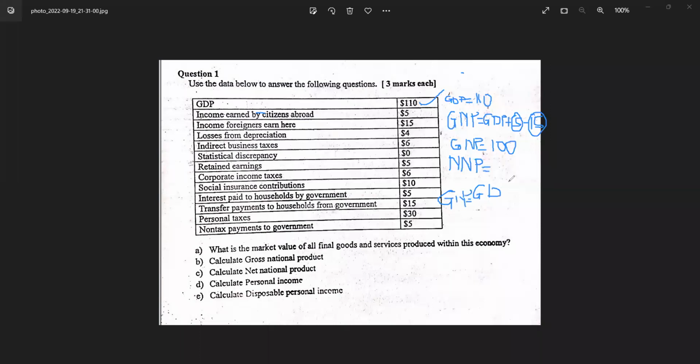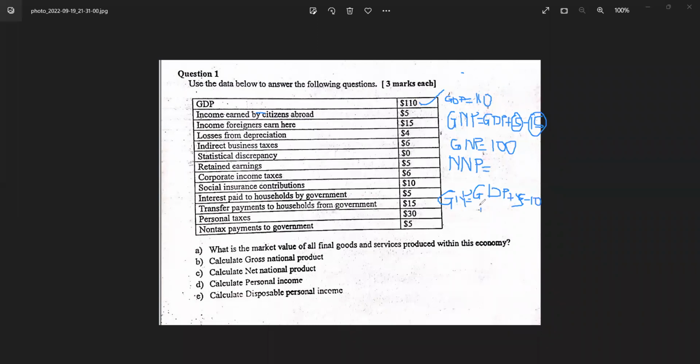we want to look at the GDP that we have here. They give us GDP, right? Plus the Ghanaians who are living in Libya. We call it net factor income from abroad, which is what they give us here. So income earned by citizens abroad, which is 5, minus the foreigners who are working in Ghana, which is 10. And they gave us the GDP to be 110.